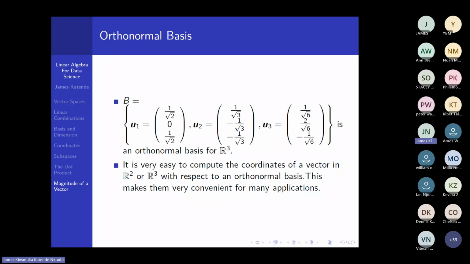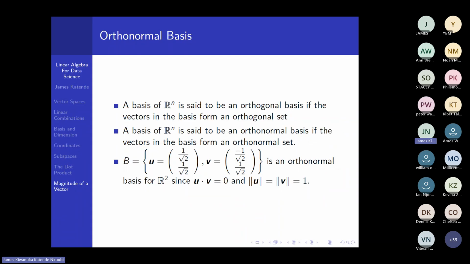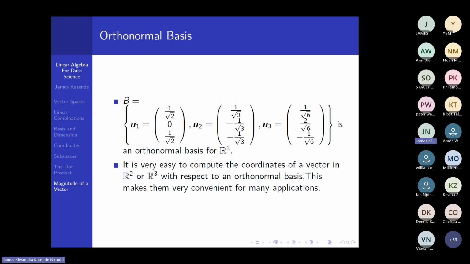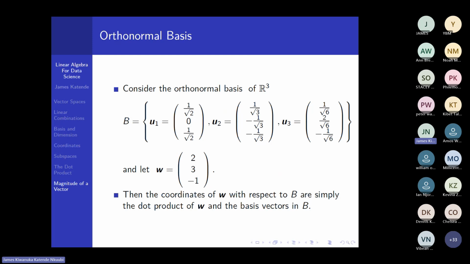Good. So now we have given an example of an orthonormal basis in R3. We have also given an example of an orthonormal basis in R2. You can extend this to any dimension. The reason we bother with all this is because if you have an orthonormal basis, the process of computing the coordinates of any vector becomes easy. We'll see that in a short while.